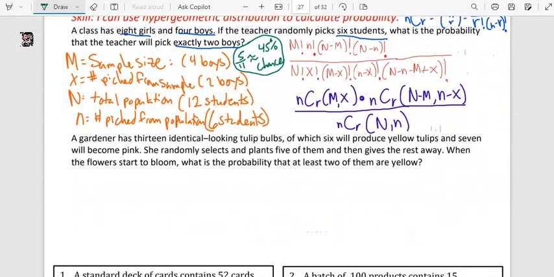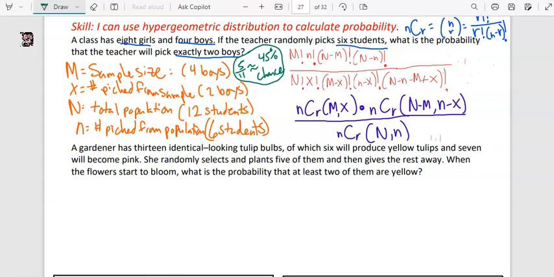Alright, let's look at this one with the gardener. A gardener has 13 identical looking tulip bulbs, of which 6 will produce yellow tulips and 7 will become pink. She randomly selects and plants 5 of them and then gives the rest away. When the flowers start to bloom, what is the probability that at least 2 of them are yellow?